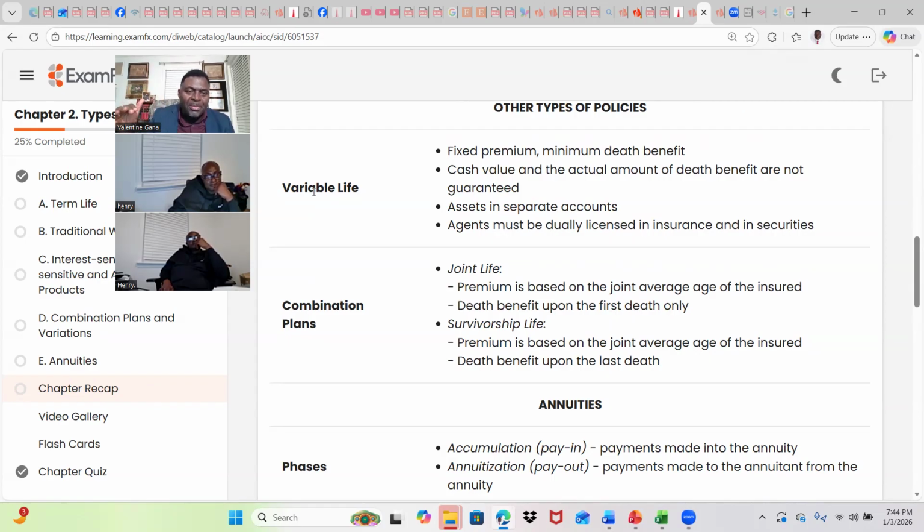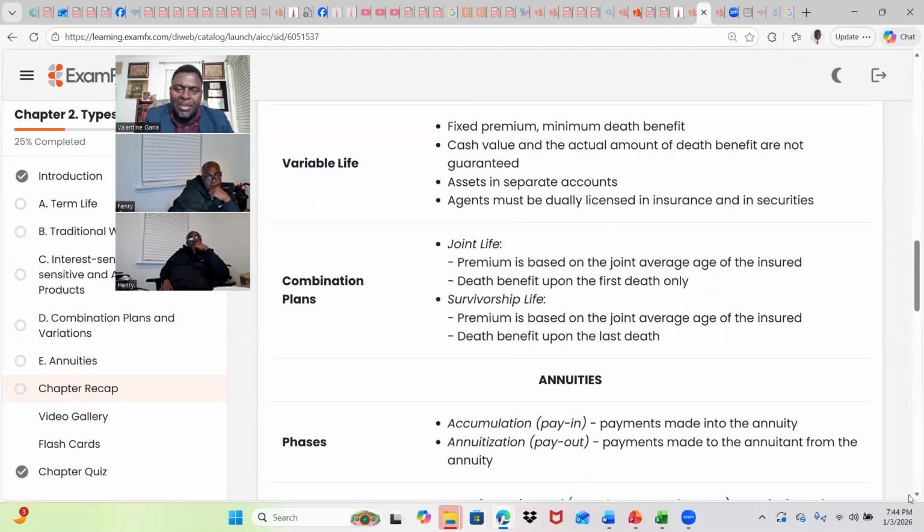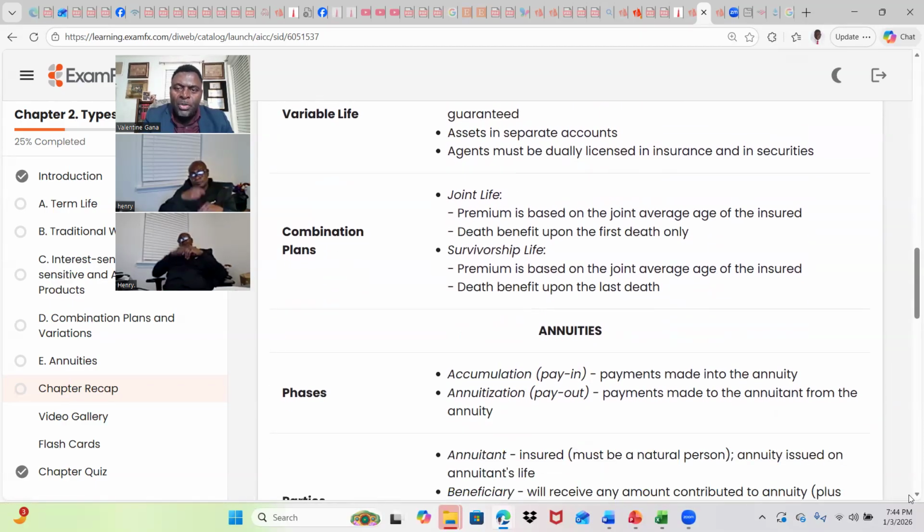We don't do variable. But to be able to do variable, you also need a securities license. So you can do variable, but you need a securities license. We don't do it, because if people want to invest, they can invest their money by themselves in a brokerage account. So you'll see questions that ask, when you're doing a variable policy, what do you need? Always remember, you need a securities license.